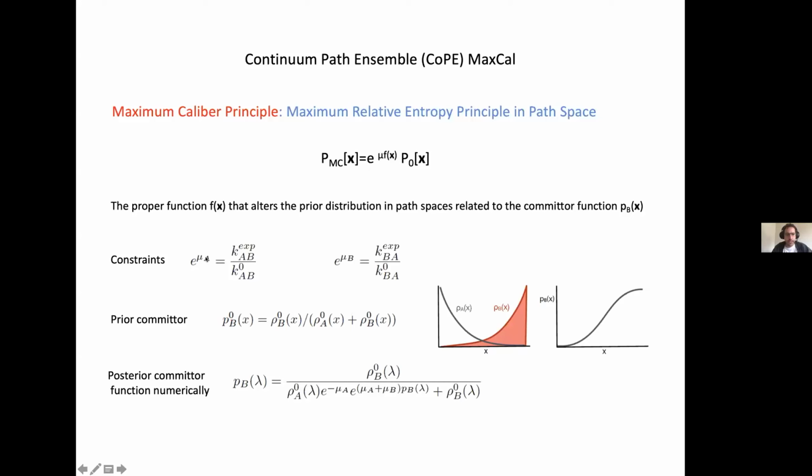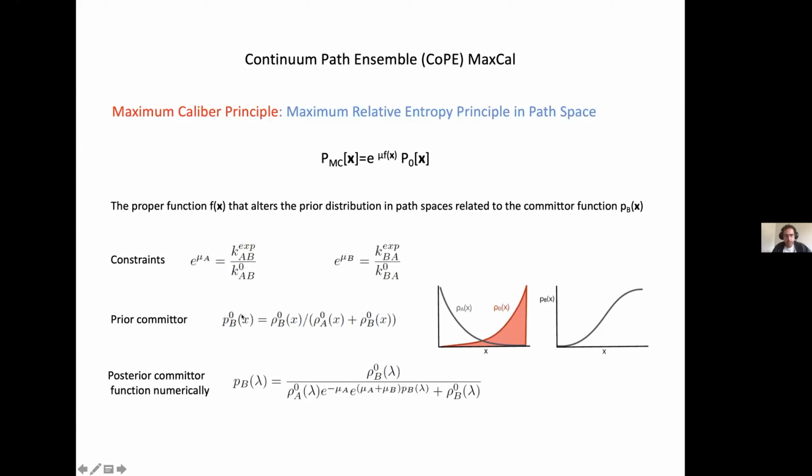So first, we need to find our Lagrange multiplier. Imagine that you have an experimental KAB, and you have your prior KAB that comes out of MD. Then your mu, your Lagrange multiplier, is nothing but, well, you take the ratio and then you take the log. So this is your Lagrange multiplier. Then we show in the paper that this function f that acts on the pathway, this weighting function, is really related to the committer function. So if we want to find the f function, we really need to find the posterior committer function.